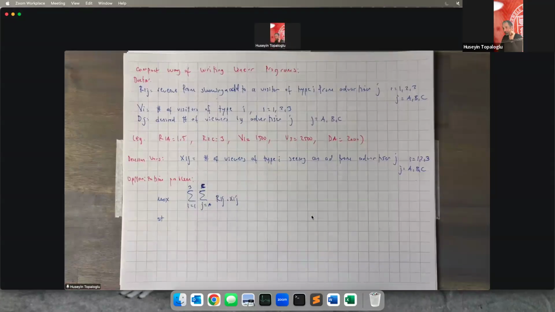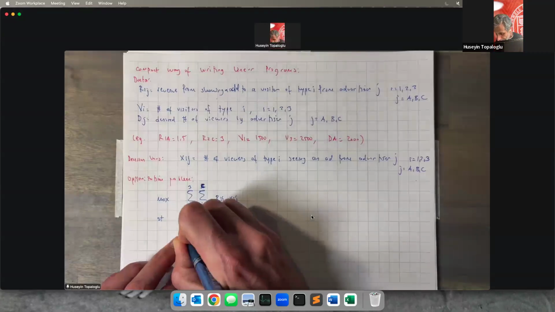For each visitor type i, the number of visitors of type i that are seeing an ad from any of the advertisers should be no larger than the number of visitors of type i. Let's see it again. For each visitor type i, the number of visitors of type i that are seeing an ad from any of the advertisers can be no larger than the visitors of type i coming into the system.